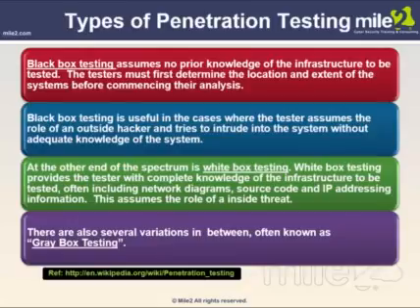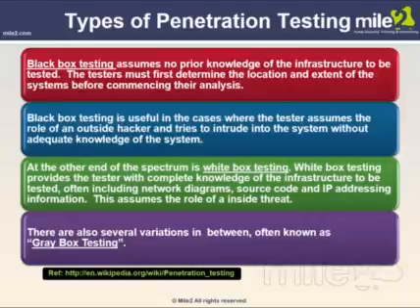There are different types of penetration testing. Black box testing assumes no prior knowledge of the infrastructure to be tested. So the testers must first determine the location and the extent of the systems before commencing their analysis. Black box testing is also useful in cases where the tester assumes the role of an outside hacker who then tries to intrude into a system without adequate knowledge of the system. At the other end of the spectrum here is white box testing.